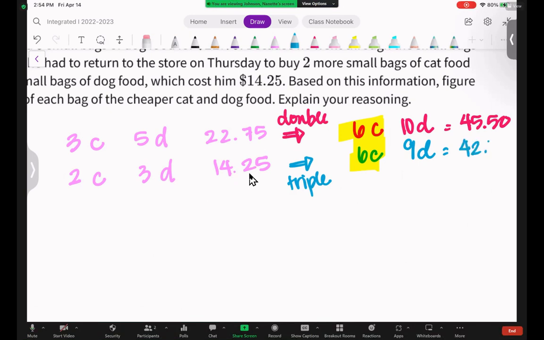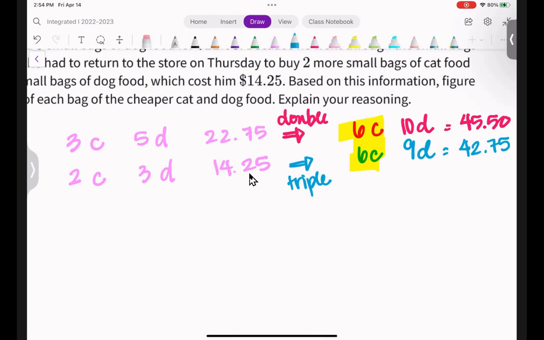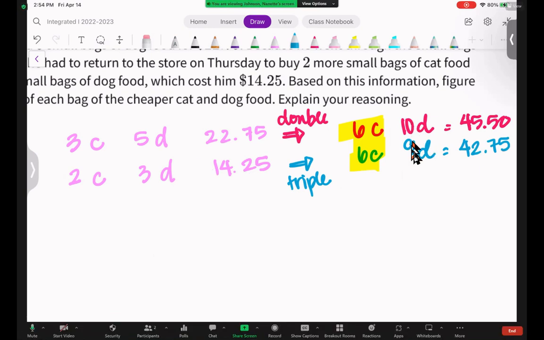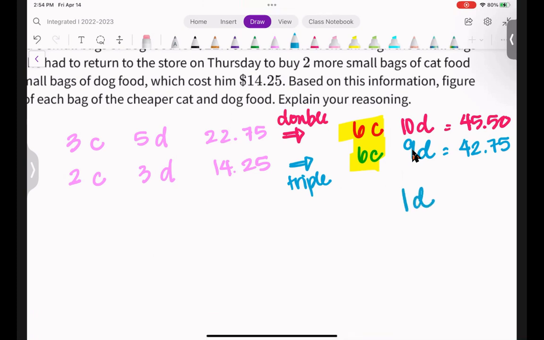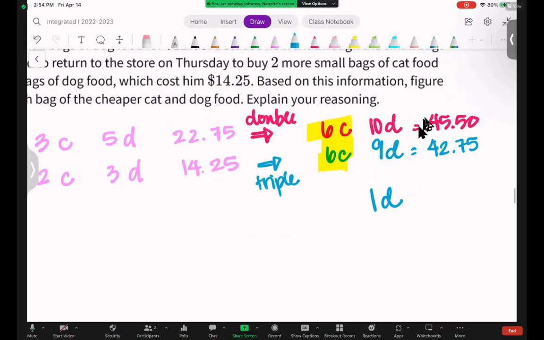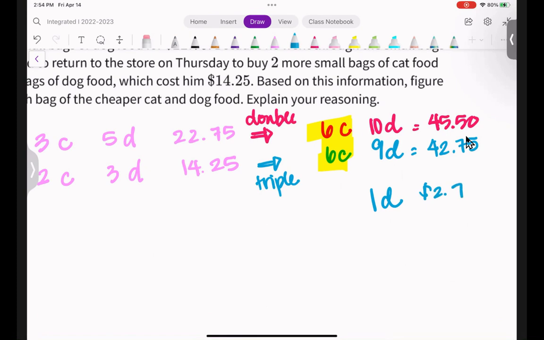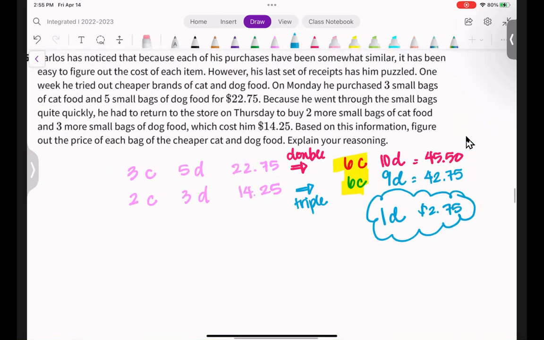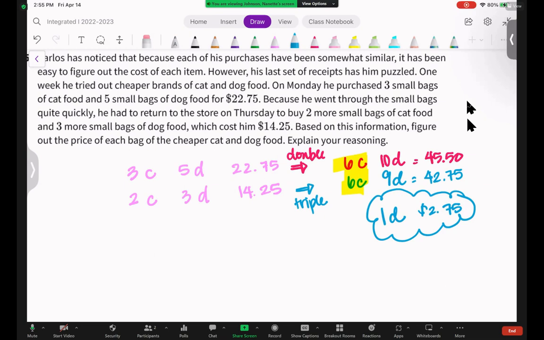Okay, $42.75. And if you look, the only difference here is one bag of dog food, right? One bag of dog food. And how much more did you have to pay here from here to here? And the difference here, doing math in my head, I got $2.75. So one small bag of dog food is $2.75. So that helps, because now I can use these equations to figure out the rest, right?